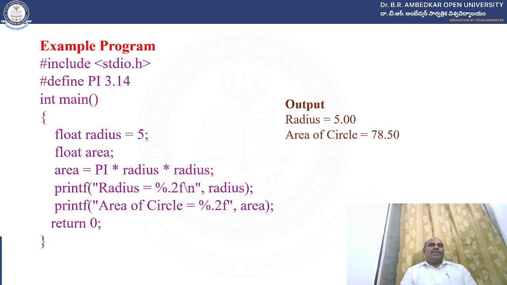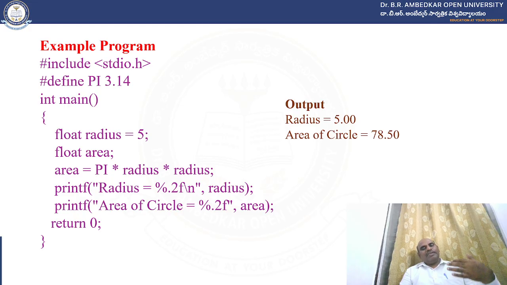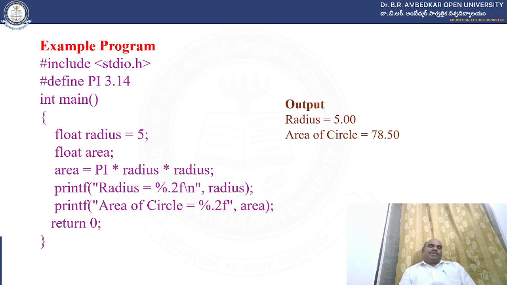So we are finding here the area of circle. We are passing the radius and the pi value, then we are calculating the area of circle. Then we are printing the area of circle.